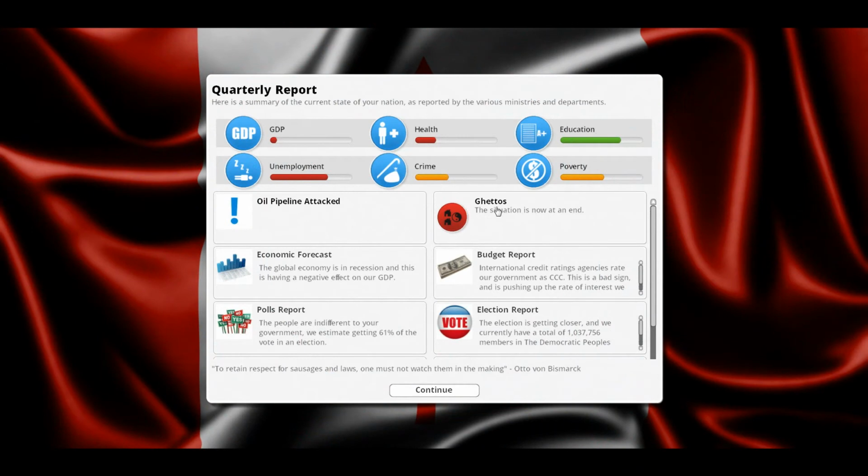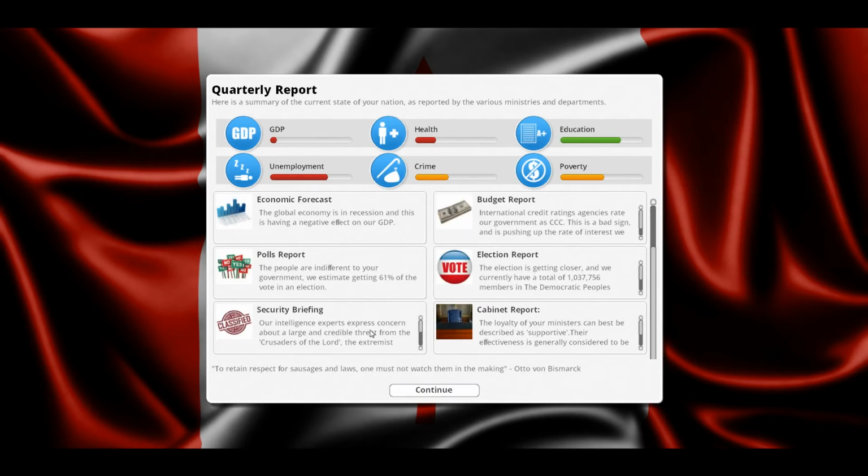Okay. Uh-oh. So the Crusaders of the Lord are pissed at me. I think I have good enough security that it won't matter, though. Hey, we got rid of ghettos. That was kind of inadvertent, but whatever. And we're at 61% of the vote in an election. Yay! Somehow the opposition party still has more members than us. To retain respect for sausages and laws, one must not watch them in the making. Otto von Bismarck. I like that. Because I like sausage.